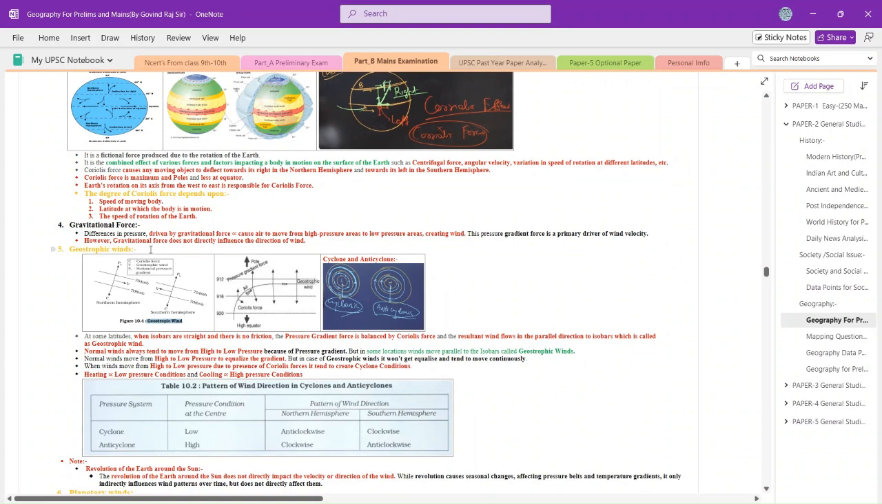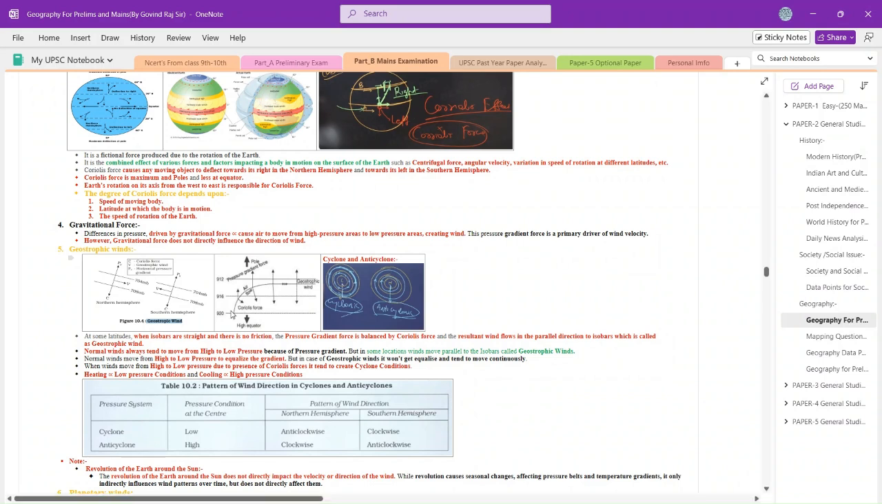What do you mean by geostrophic winds? Geostrophic winds simply means that when the pressure gradient force neutralizes or equalizes the Coriolis force, in that portion we have the winds that are running parallel to the isobars. The Coriolis force is always perpendicular to the isobars, like the pressure gradient force.